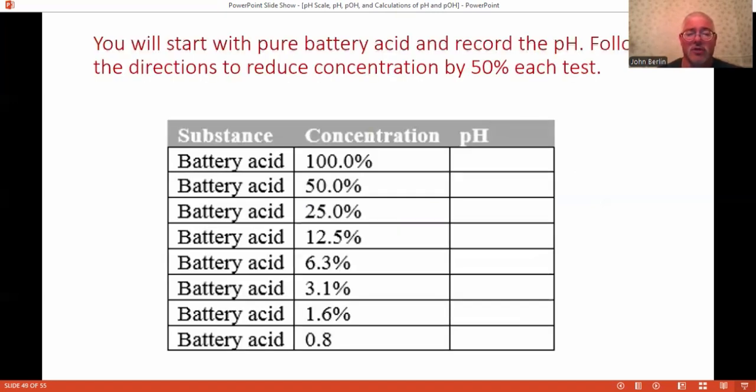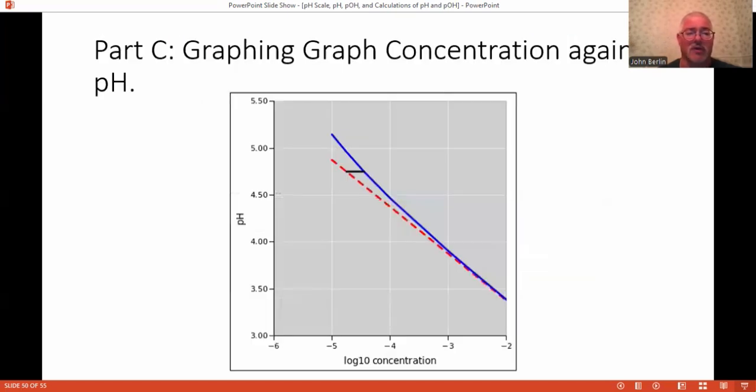And so you're going to go all the way down to basically 0.8. I want you to record the pH of that one. And you're going to do the concentration on part D too. So don't forget that one. Then I want you to graph it. This graph is pretty close to what yours is going to look like. I want you to extrapolate it to where it would technically be neutral pH.